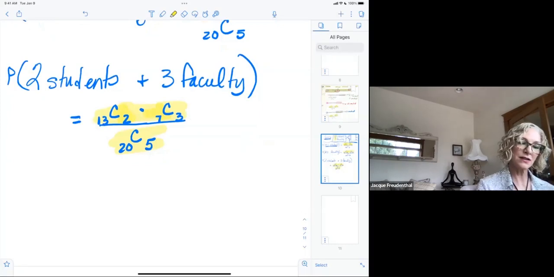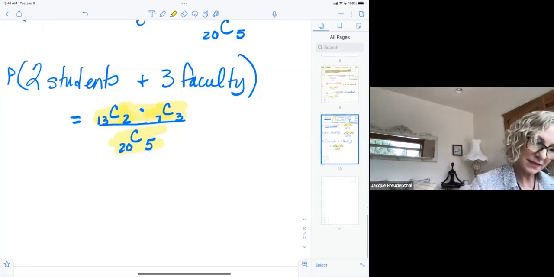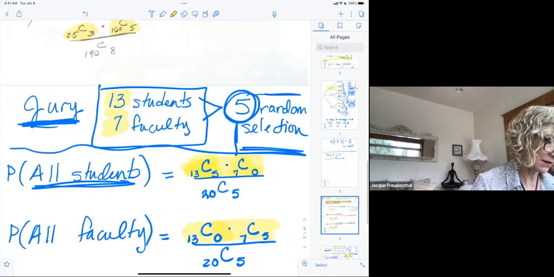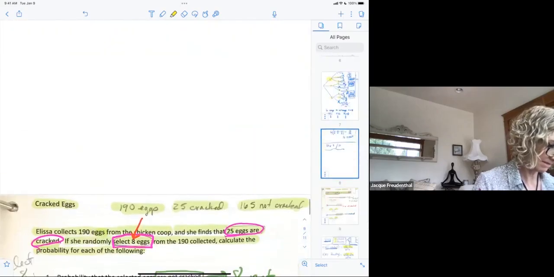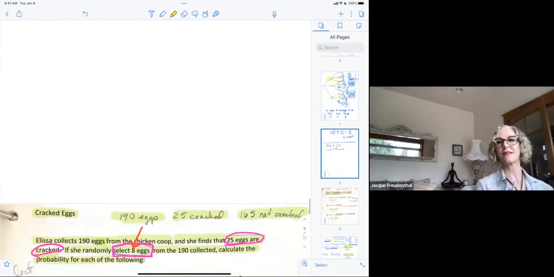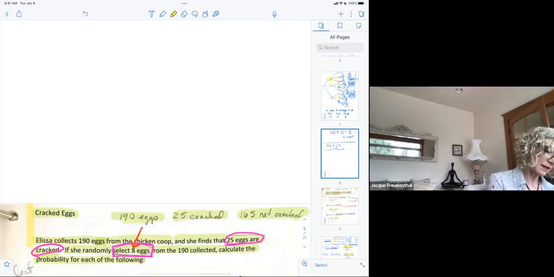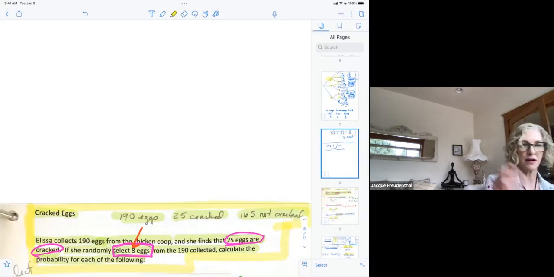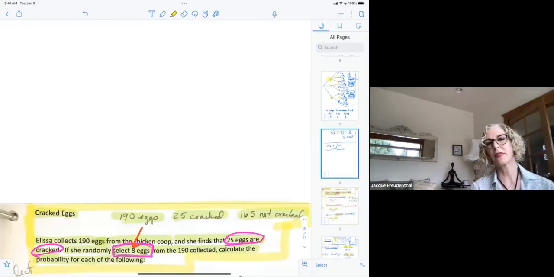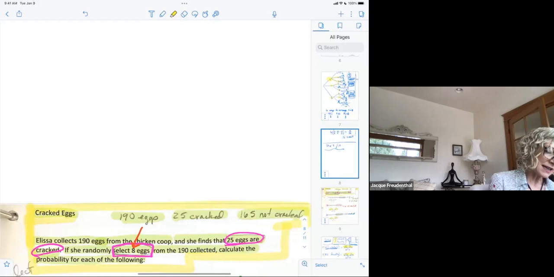Let's now look at this next example, which I have here. You don't have this worksheet. Let's look at this example though. It's not really a worksheet, it's just a problem, so you can write your notes on this. Let's look at this cracked eggs example.